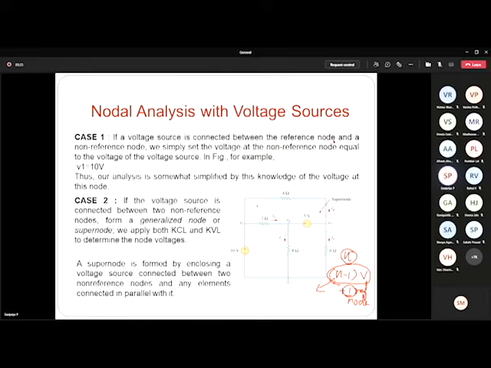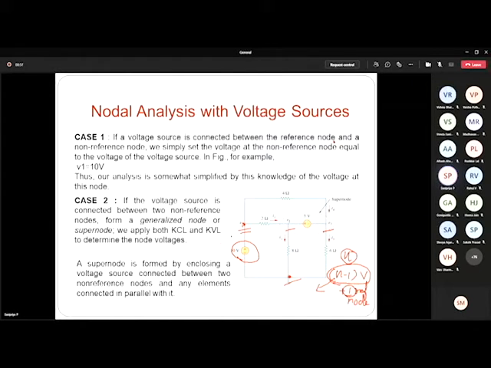So here we have two possibilities of getting a voltage source. One is between the reference node and the non-reference node. This is the non-reference node and this is the reference node. If I have a voltage source between the reference node and non-reference node, that is one possibility. Before we see that, how many nodes do we have here? Here we have 4 nodes, including the ground node. This is node 1, node 2, and node 3.